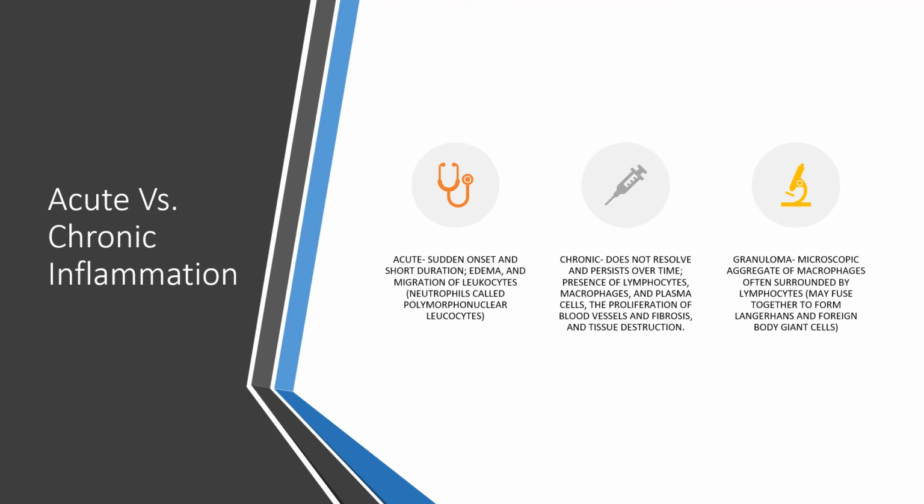And one thing I forgot to mention on the previous slide is that there's actually a 5th cardinal sign of inflammation, and this is the limitation of function. And termination of inflammation occurs when the injurious agent is removed. So now let's talk about this slide, which depicts acute versus chronic inflammation.